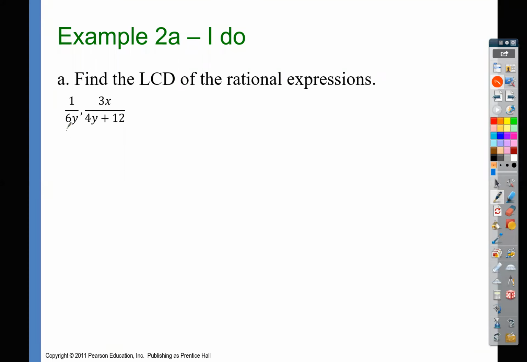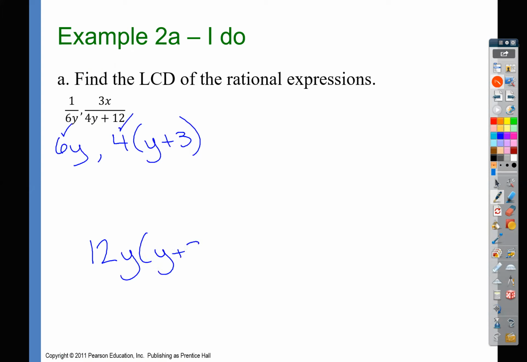All right, so we are going to factor the denominators. So we have 6y in this one, and in that one I can pull out a 4, and I'm left with y plus 3. Okay, so out of 6 and 4, the least common multiple of those is 12, right? Because 6 times 2 is 12, 4 times 3 is 12. That's the smallest number that they both go into. Then once you're done with that, you can put a little check mark on it saying that you're done. And then you have y and y plus 3, so you have to write both of them. And that would be your least common denominator.